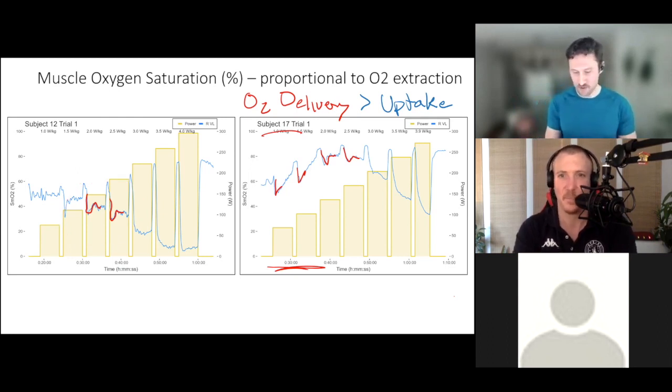So these more complex kinetics in the middle stages, I think, are very interesting.